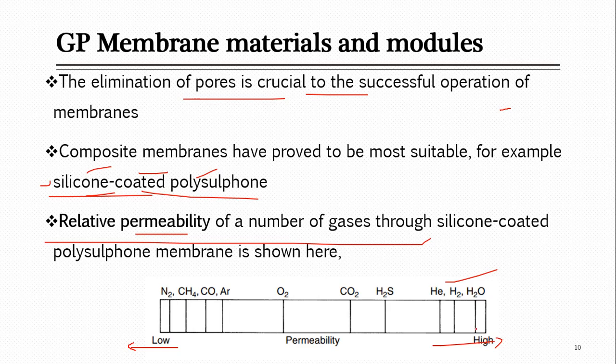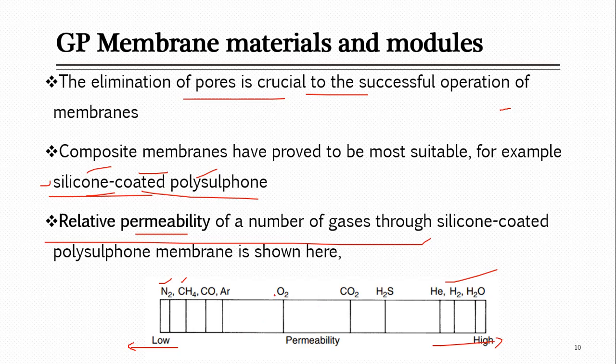So suppose you have to separate hydrogen and nitrogen. From here you can see that hydrogen and nitrogen can be separated through this membrane. On the other hand, suppose your nitrogen and CH4 are part of some stream and you want to separate them, then at least this silicon coated polysulfone membrane is not a good selection. You have to look for some other material, and similarly you can look for others.